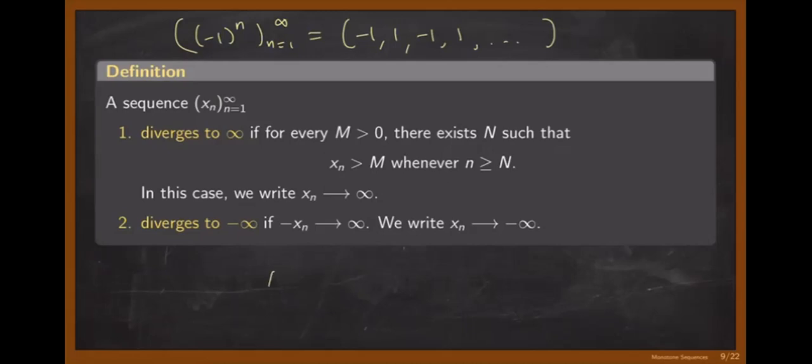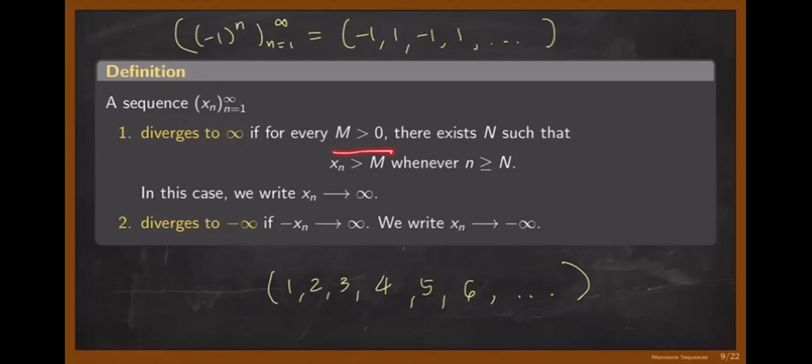Pero for example, yung sequence na 1, 2, 3, 4, 5, 6, etc. This is also divergent, not because it's oscillating, but because it's unbounded. In particular, in this case, the values of this sequence tend to infinity. Anong sabihin nun? Papalaki ng papalaki without bound. What do we mean by that precisely? So this is what we mean.